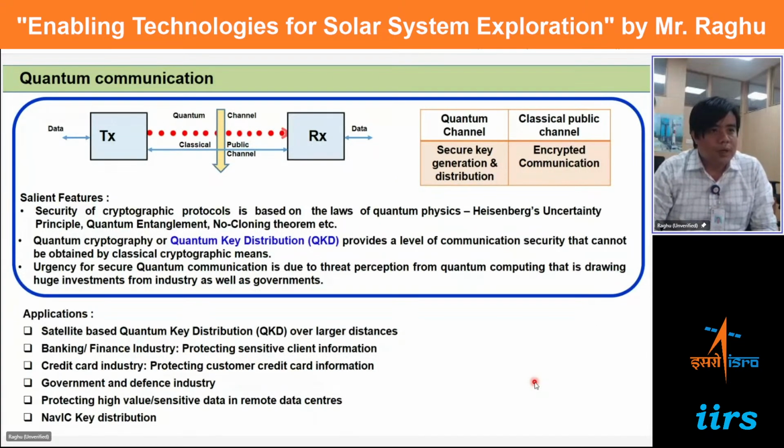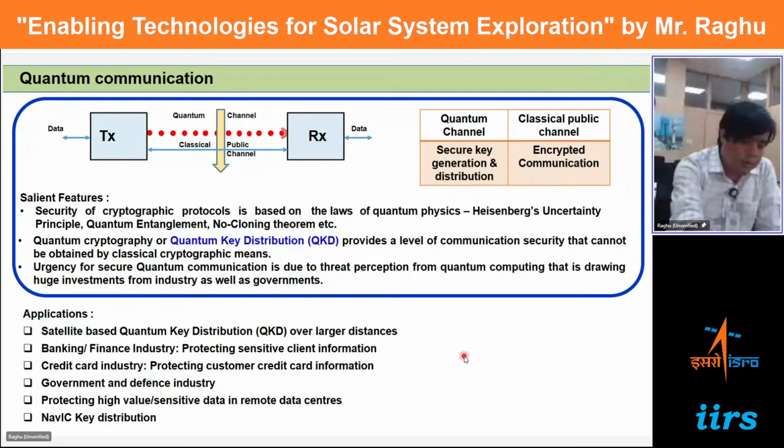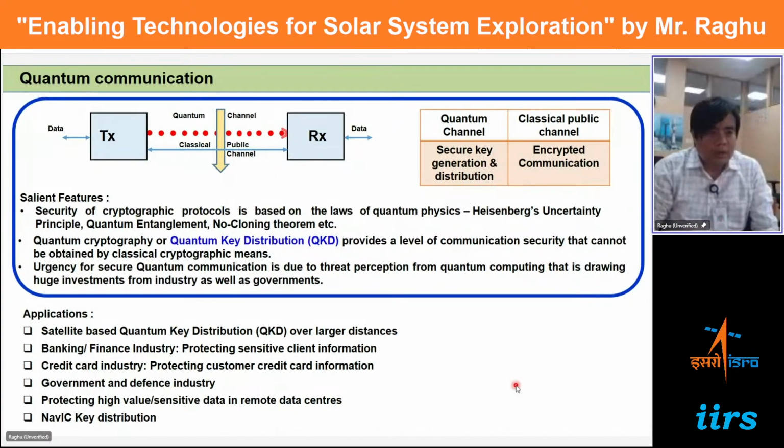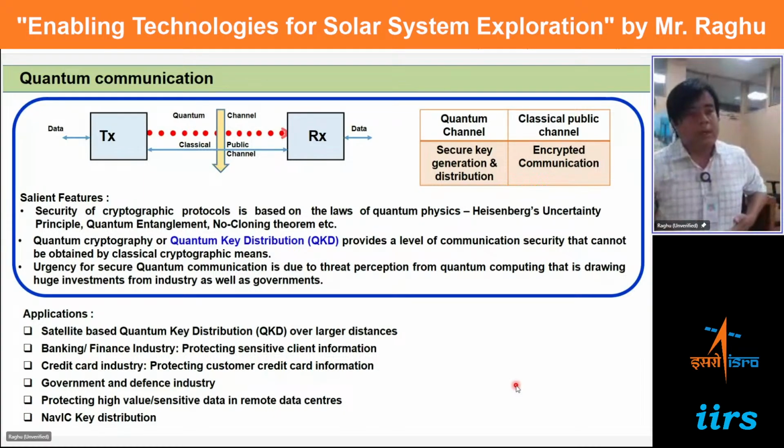So this is quantum communication, because in planetary explorations, whenever you explore, you should have secure communications within your domain, so that no other party can hack that important information. Here, this is the transmitter and this is the receiver. These two parties want to communicate.